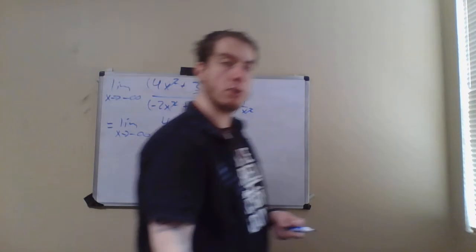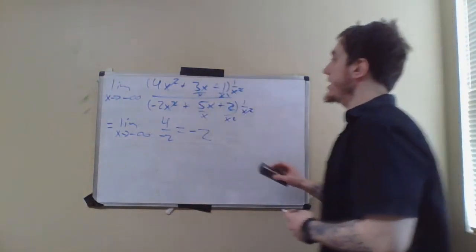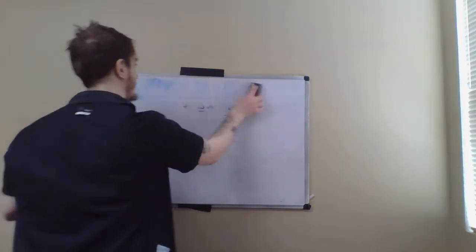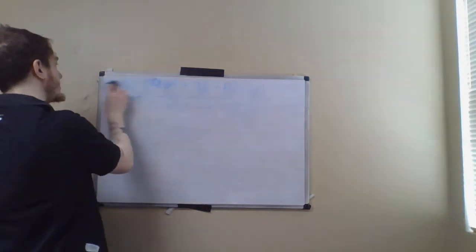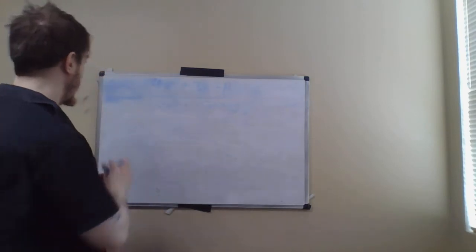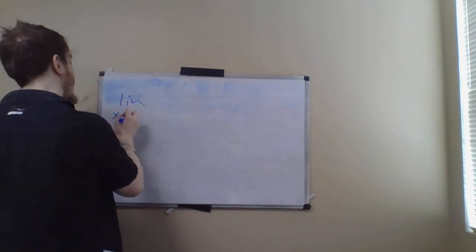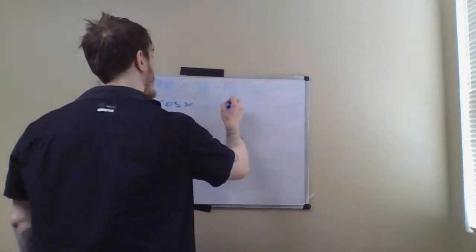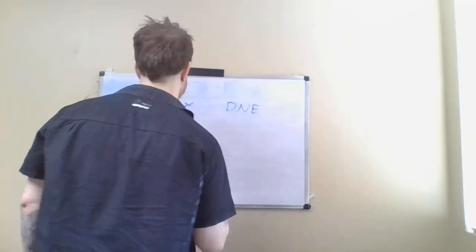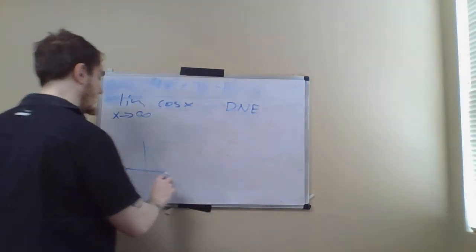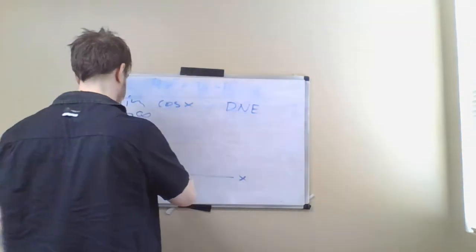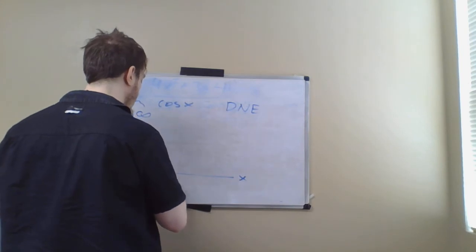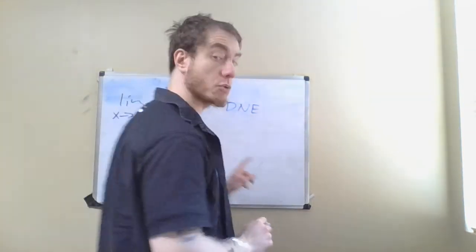And there we go. Now there are some other functions that don't necessarily have limits at infinity. So for instance, if I were to try to do, let's say, the limit as x approaches infinity of cosine x, well, this does not exist. And the reason it doesn't exist is because cosine of x keeps on fluctuating between positive 1 and minus 1 forever.